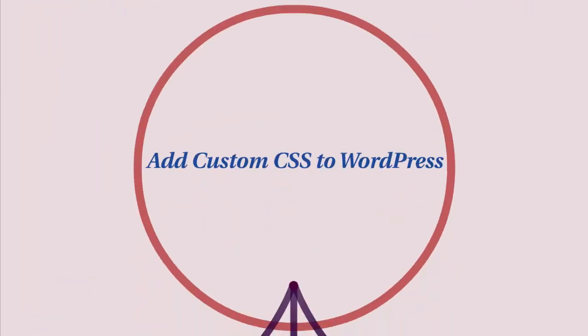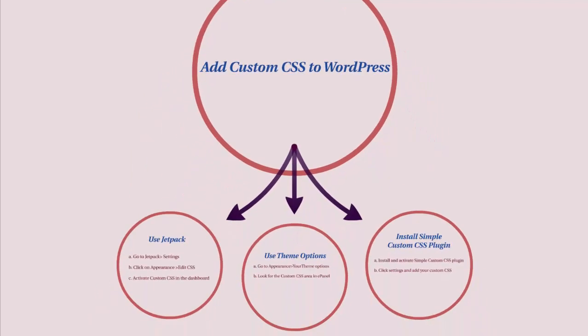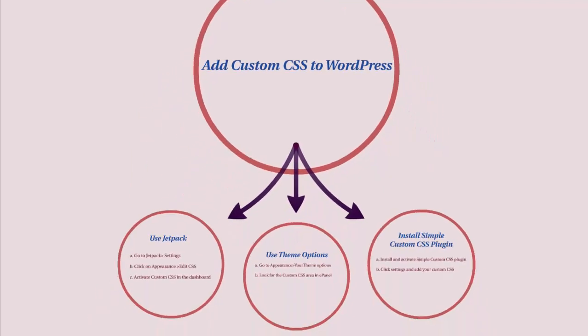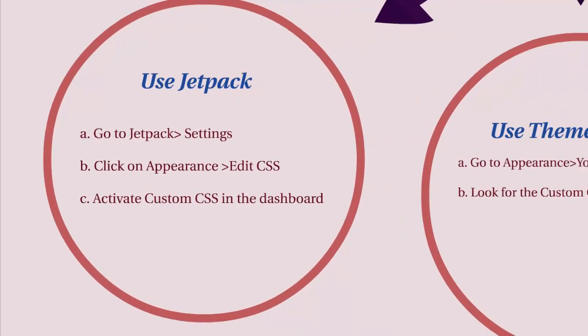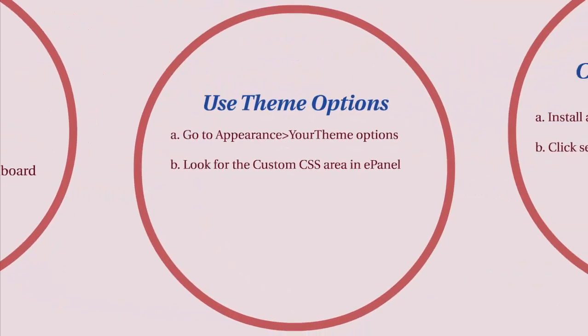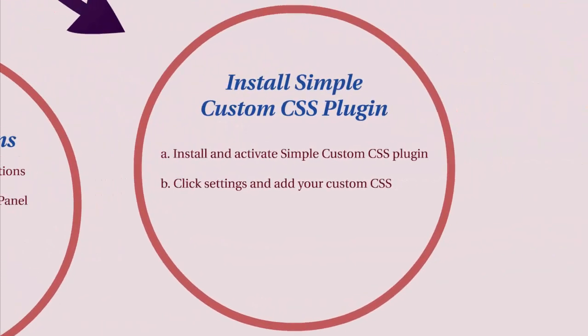So, in order to add custom CSS to WordPress, there's a couple of ways you can do it, and this tutorial is going to look at 3 ways. We're going to look at using Jetpack. We're going to look at using your theme options. And finally, we're going to look at installing a simple custom CSS plugin.